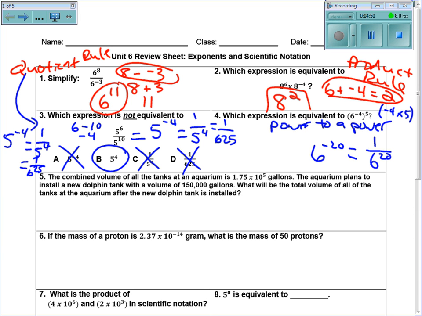Number 5. The combined volume of all the tanks at an aquarium is 1.75 times 10 to the 5th gallons.